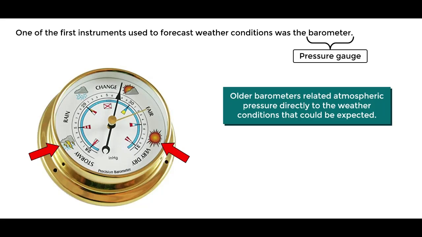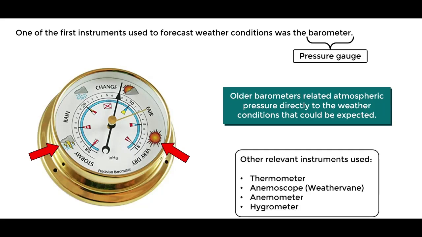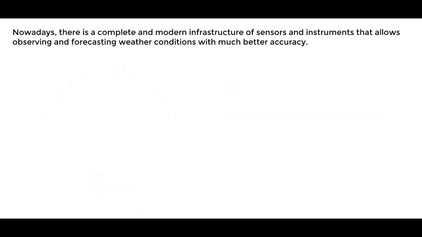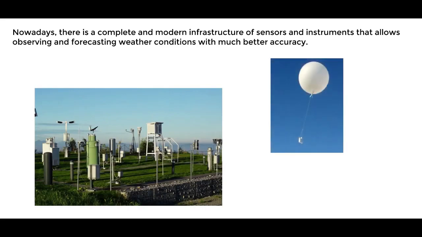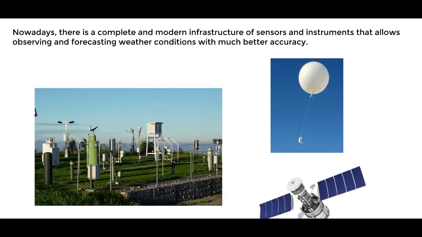However, this was not the only instrument used to measure weather variables. Other relevant instruments used were the thermometer, weather vane, anemometer, and the hygrometer. Now, thanks to advances in technology, nowadays there is a complete and modern infrastructure of sensors and instruments that allows observing and forecasting weather conditions with much better accuracy. Within this infrastructure, we can highlight surface weather stations distributed throughout the planet, weather balloons used to measure temperature, pressure, wind, and humidity at different altitudes, and even satellites that send weather imagery on different channels.